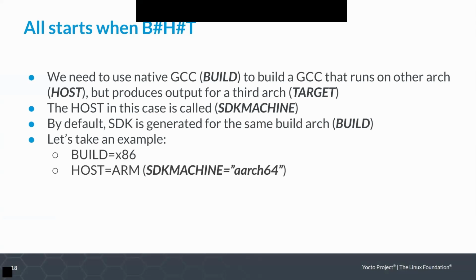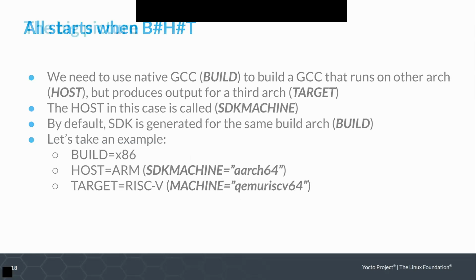So let's take an example. I meant to say x86-64, but you get the idea. In this example, I set SDK machine to aarch64. Machine is QEMU RISC-V 64, and my PC is x86-64. So this is a very interesting case to study how BitBake will behave when generating SDKs or dealing with the recipes. So this is the big picture.